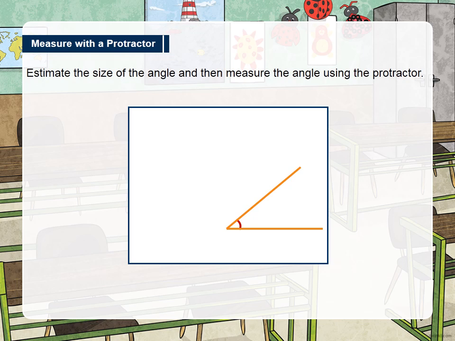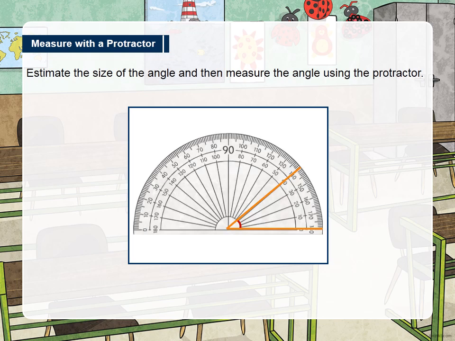Now, one more example. We want to estimate the size of the angle, then we measure it. Okay, so let's estimate. What do you think? Is this more than 90 or less than 90? Less. Good. So it's around, okay, 30 to 40. Let's measure. Here the protractor.